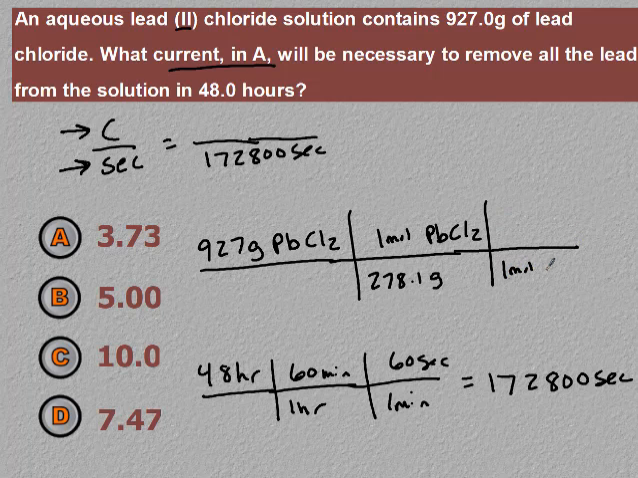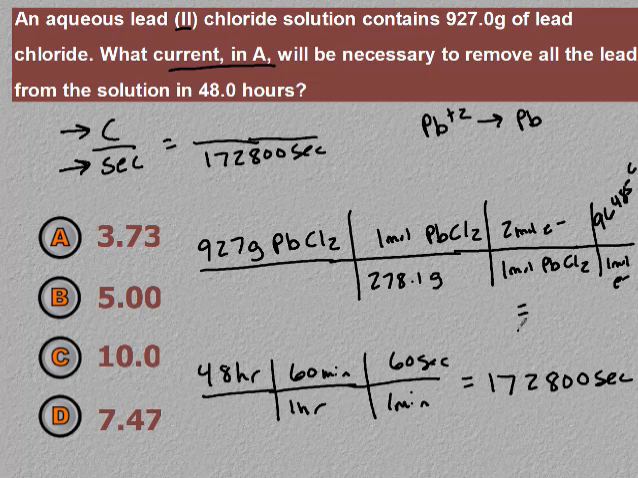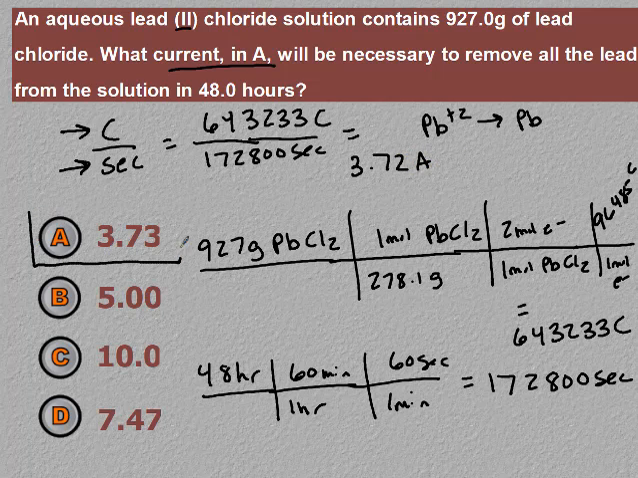And then for every 1 mole of lead 2 chloride, I'm going to need 2 moles of electrons, because we're trying to go from Pb plus 2 to Pb. And 1 mole of electrons is 96,485 coulombs, which gives me 643,233 coulombs. Dividing those, I get 3.72 amps. So our closest answer is A.